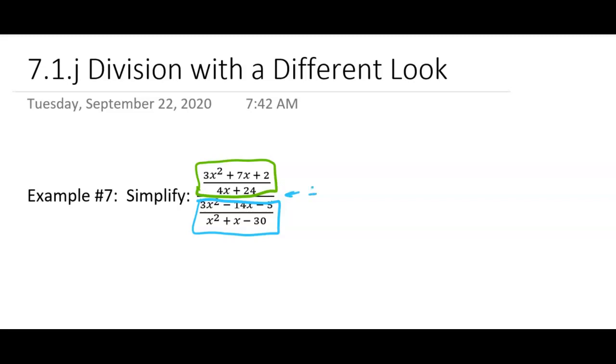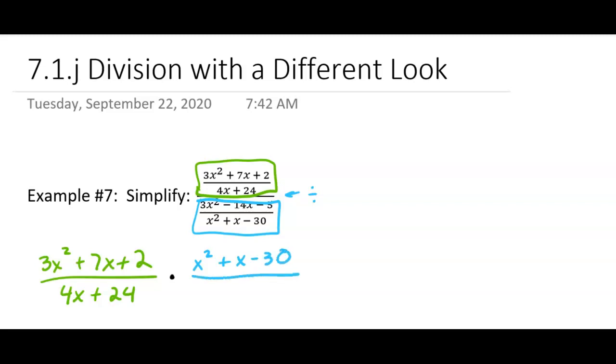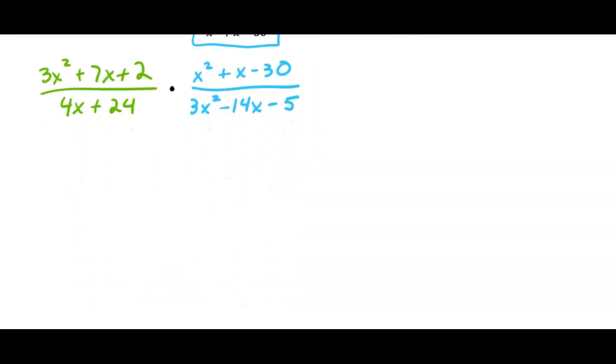The division's right there. So I'm going to rewrite the numerator, 3x squared plus 7x plus 2 over 4x plus 24. And then I'm going to make it multiplication now. And for the blue part, I've got to flip it. So it's going to be x squared plus x minus 30 over 3x squared minus 14x minus 5. Okay, so that's the multiplication problem that we're going to have.